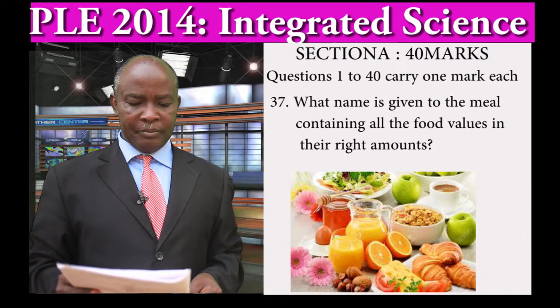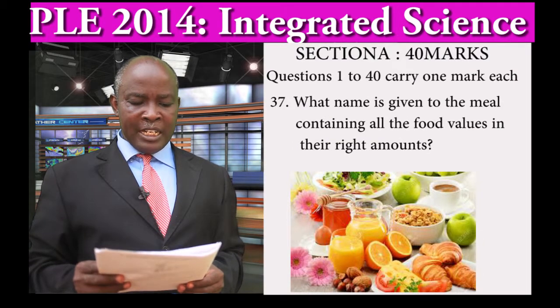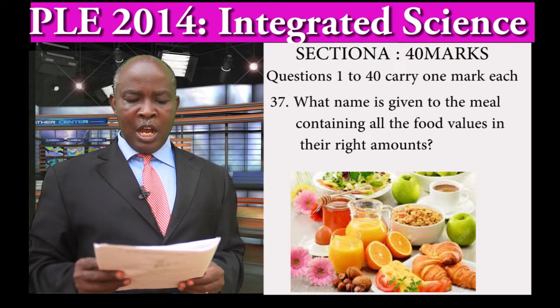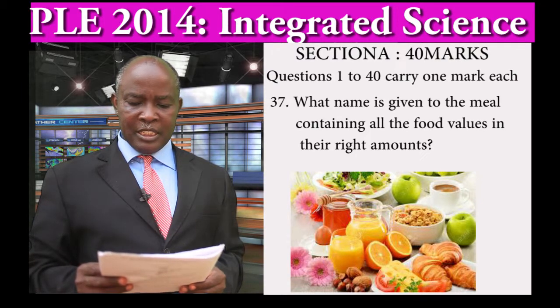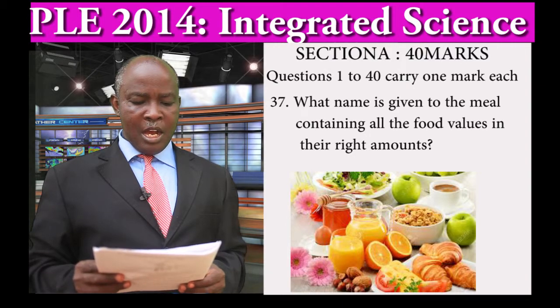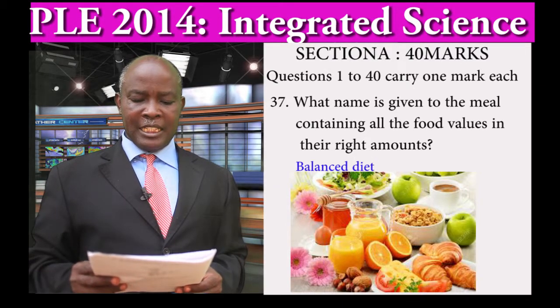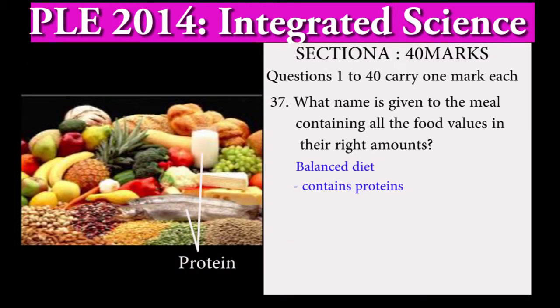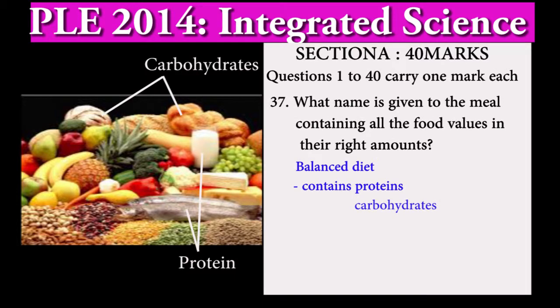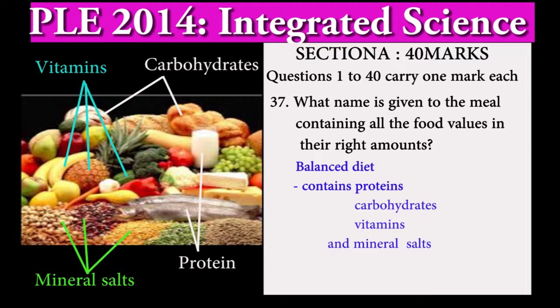Number 37. What name is given to a meal containing food values in their right amount? Balanced diet. A balanced diet contains proteins, carbohydrates, vitamins, and mineral salts.